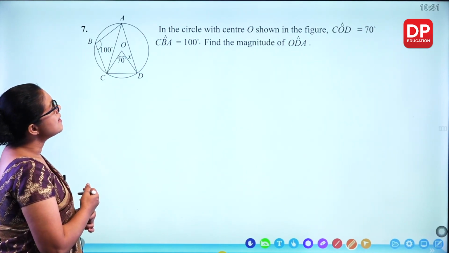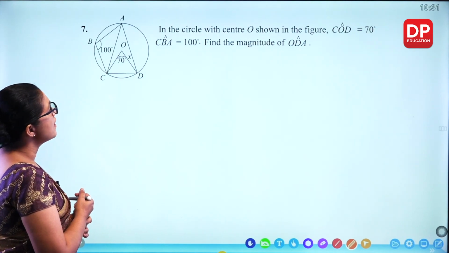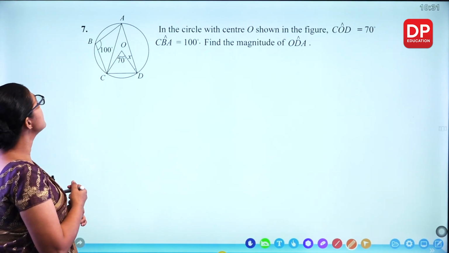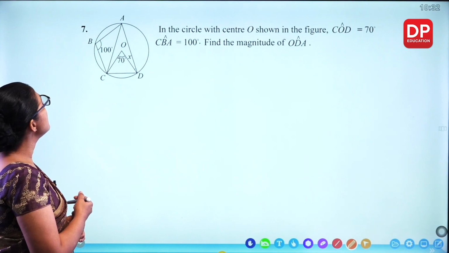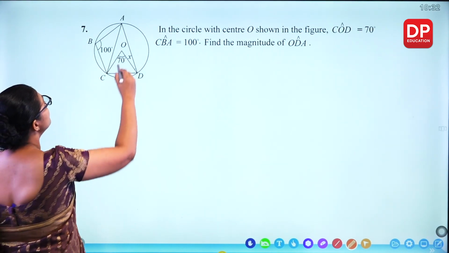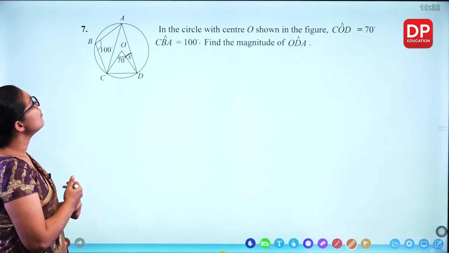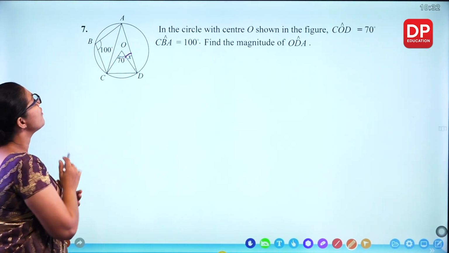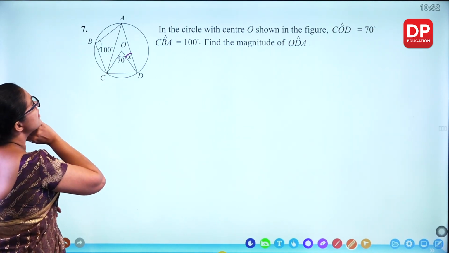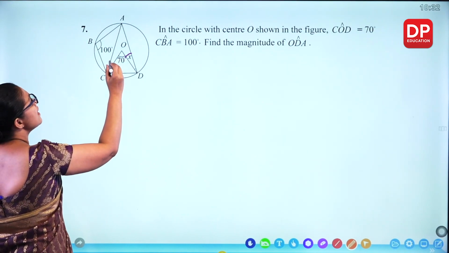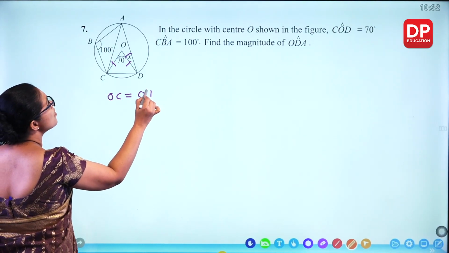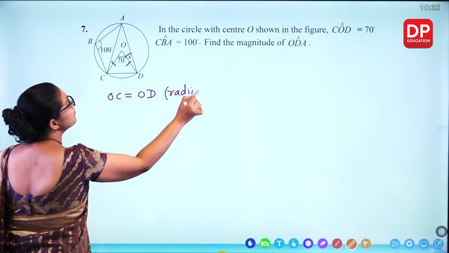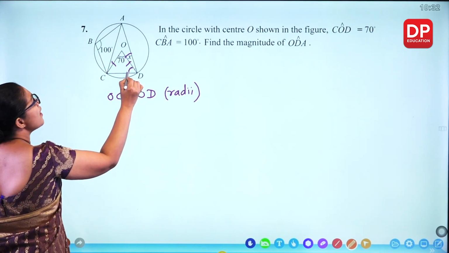Question number 7. In the circle with center O shown in the figure, COD is 70 degrees and CBA is 100 degrees. Find the magnitude of ODA, this x value. Now we see this is a cyclic quadrilateral and this is 100. If this is 70, we can find out this angle. These two lengths are equal, radii of the circle. OC is equal to OD, radii. Then we can find out one angle here.